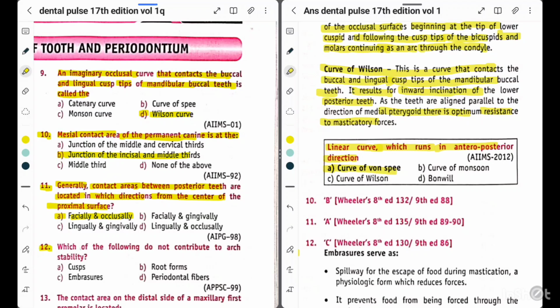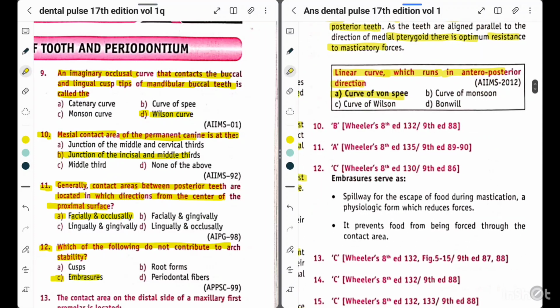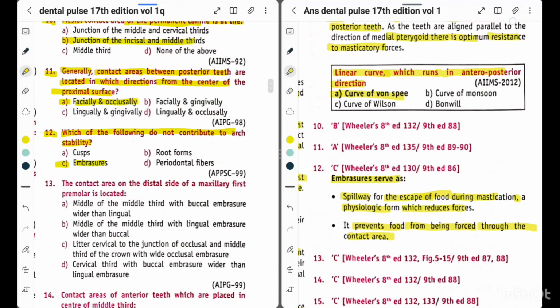Now question 12. Which of the following do not contribute to arch stability? So its answer is option C, embrasures. Embrasures serve as a spillway for the escape of food during mastication, a physiologic form which reduces forces. It prevents food from being forced through the contact area.